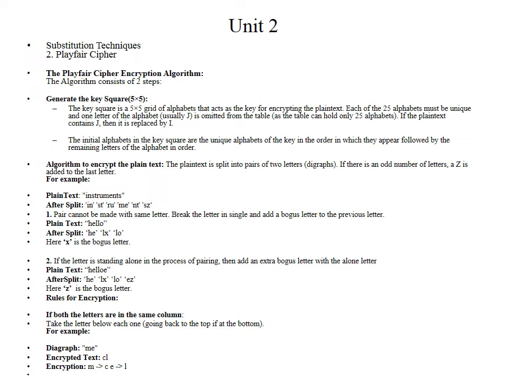Similarly, another example is hello. Here two same letters cannot combine, so we can add one bogus letter between them: HELXLO. Now we can do the shift. This pair is also called a digram. So ME: M becomes C and E becomes L by using some shift. If a question comes to convert an input plain text to ciphertext using the Playfair cipher, for example instrument, divide it into pairs, take one pair, and shift it as per the condition.